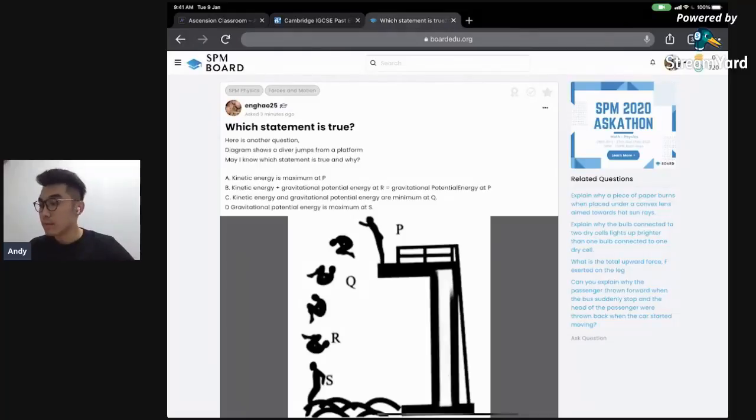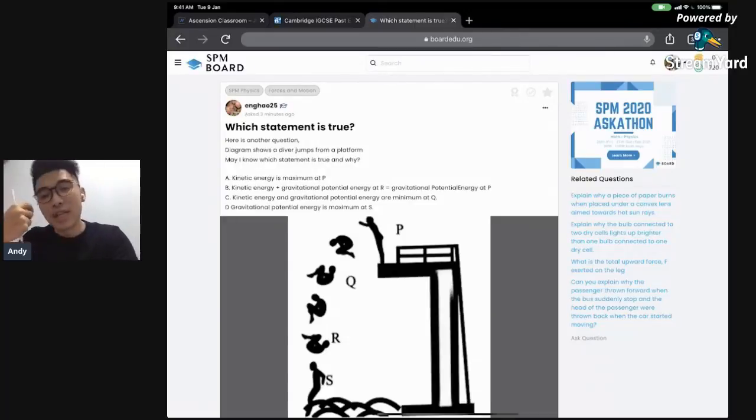So, okay. This is basically a diver trying to jump off the platform so that it could then dive into the water. So there's a change in height. So from what you see here, this is a form of what? This is a form of energy change.